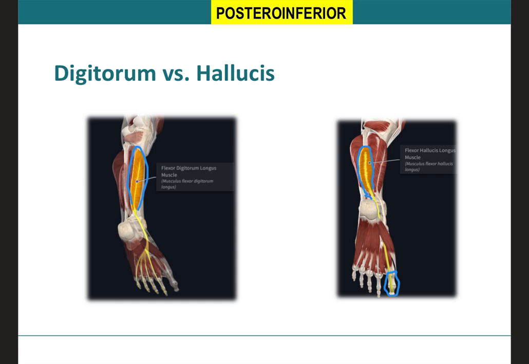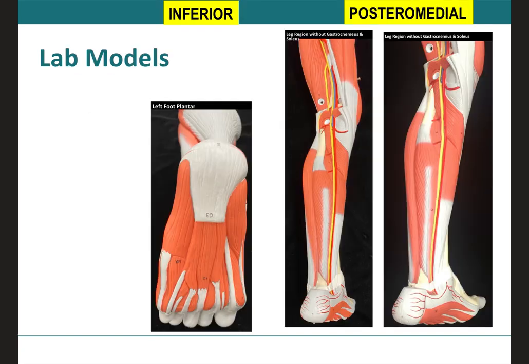And what happens is that the tendons sort of cross underneath the foot, and the flexor digitorum will go to the digits 2 through 5, and the flexor hallucis will go to the big toe, to the hallux. So that's a little bit confusing, but just keep this in mind that the tendons do cross over and that the name is telling you exactly where the muscles are going to be going. Therefore, on the lab models, we can see exactly that.